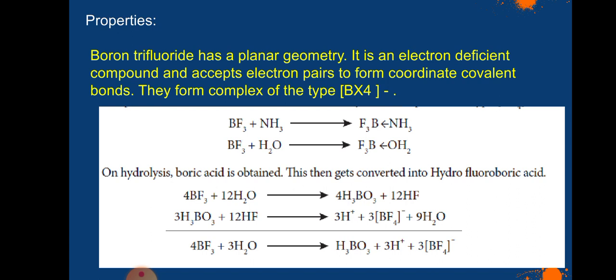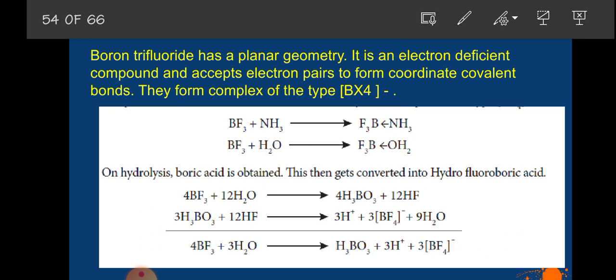So very simple, boron trifluoride reacts with ammonia. You can see here, boron trifluoride reacting with ammonia. It is an electron deficient compound, and it accepts electron pairs to form coordinate covalent bonds. So they form coordinate covalent bonds here. They are sharing their electrons.